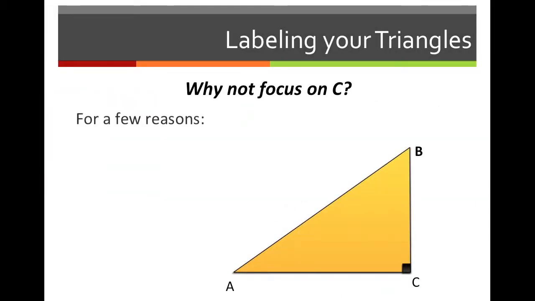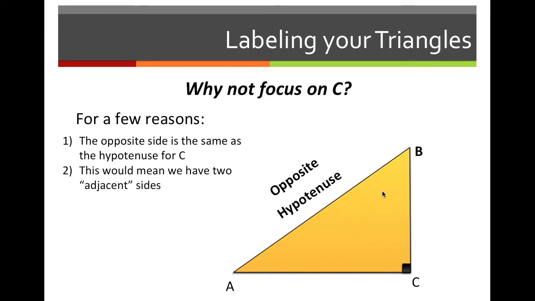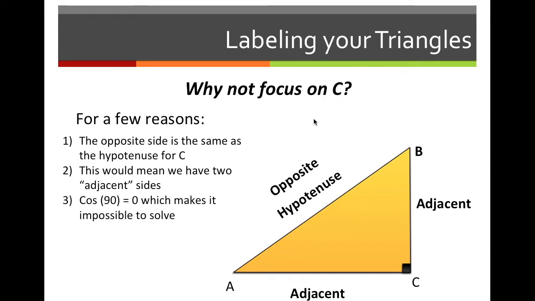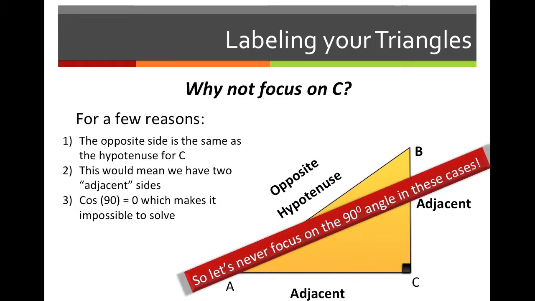Why are we not going to focus on C? Just a few reasons. One, if you'll notice, the opposite side for C is the same as the hypotenuse, so we have a bit of an issue here. This would mean we would have two adjacent sides, in this case AC and BC. Also, when we are using trig ratios, specifically cosine, we cannot use cosine of 90 because it equals 0, and that makes it impossible for us to solve any angles or side lengths. So please never focus on the 90-degree angle when you're using trig ratios.